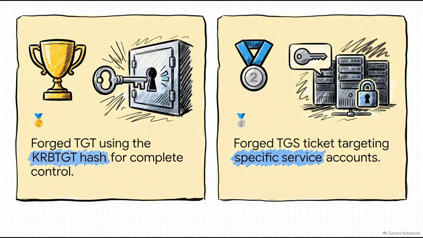A silver ticket is much more limited. It involves forging a ticket-granting service ticket, or TGS. This only grants access to specific targeted service accounts, not the whole kingdom. So remember, golden equals full domain, silver equals specific service.